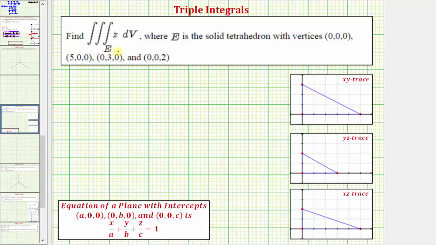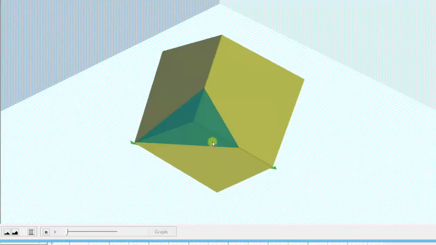We're asked to evaluate the triple integral over the region E, where E is the solid tetrahedron with the given vertices. We have a point at the origin, a point on the x-axis, a point on the y-axis, and a point on the z-axis. Let's first look at the region E in space. So the region of integration is this tetrahedron here.